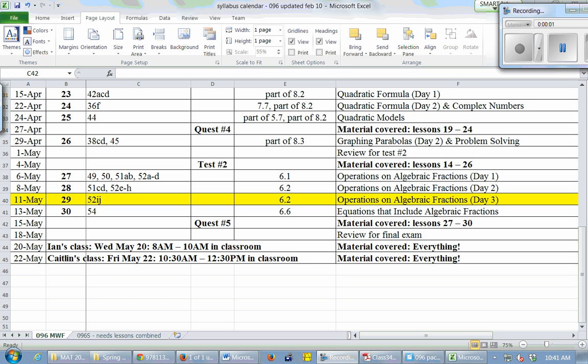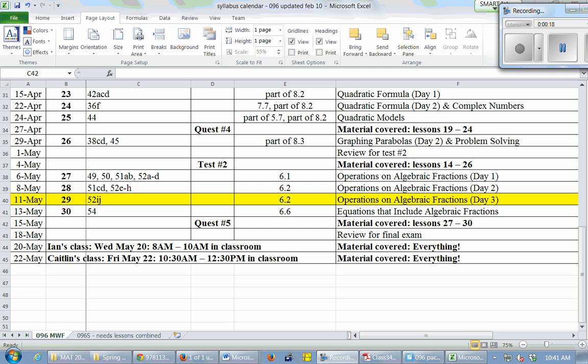Let's start by taking a look at our schedule. We've got our last day of operations on algebraic fractions. I have no scheduled demo for today, but I decided that maybe we'll do one problem together before I let you go on your own and start working on stuff.